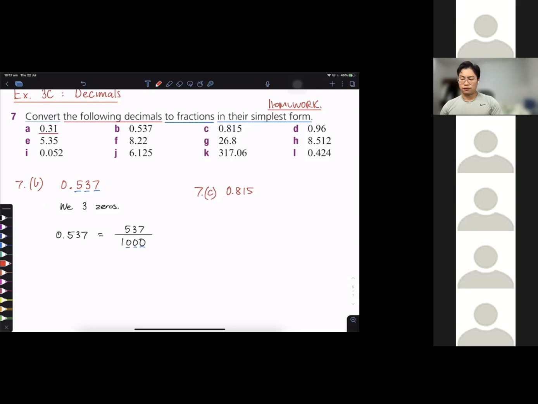Hey Riley, if you could just follow along, what we're doing is we're converting decimals to fractions, okay? So if you can follow along, I'll send everyone the notes at the end of this lesson. Thanks.